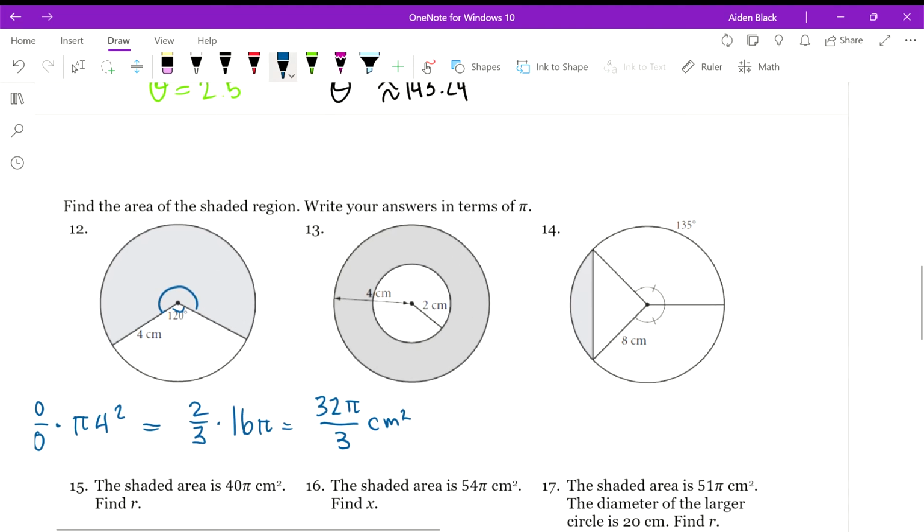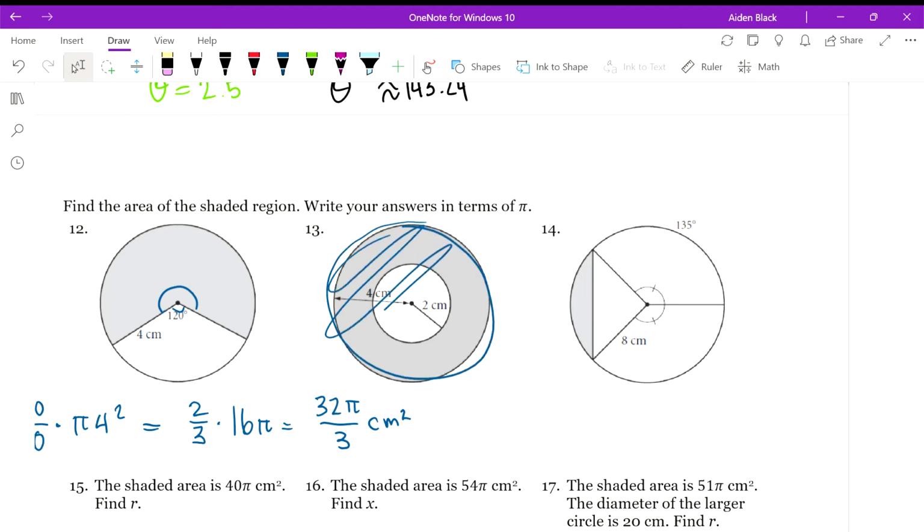Alright, in this next question we have an annulus, and the annulus is just taking the area of the big circle, which is just pi r squared, using the radius of the big circle, and then we subtract out the area of the smaller circle. So in this case, the radius on the big circle is 4, so pi times 4 squared, and we are subtracting out the area of the small circle, which is pi times 2 squared.